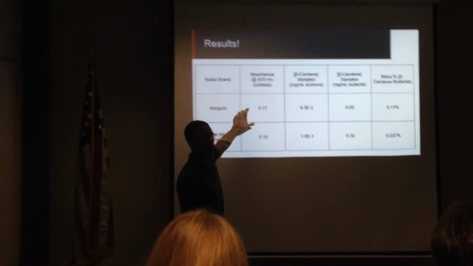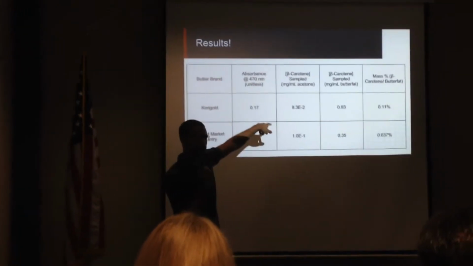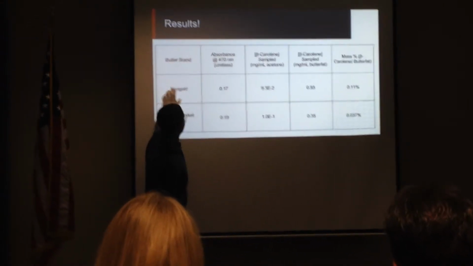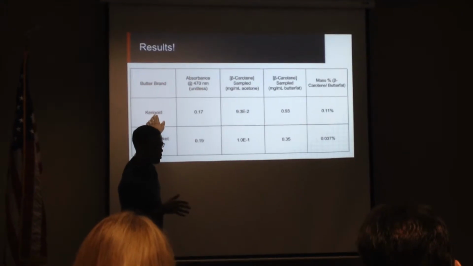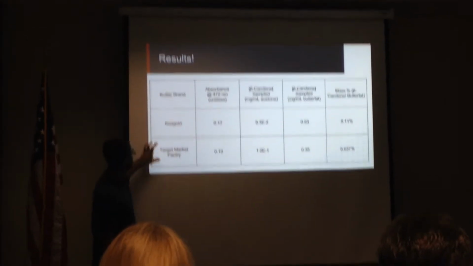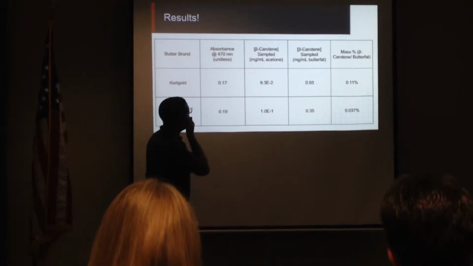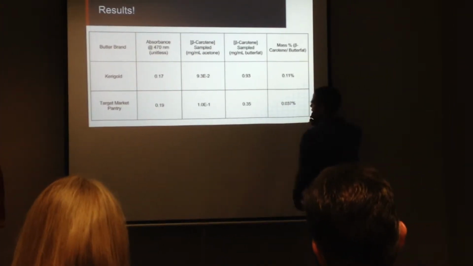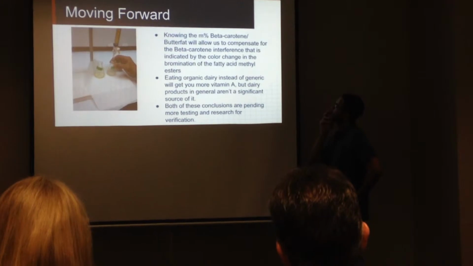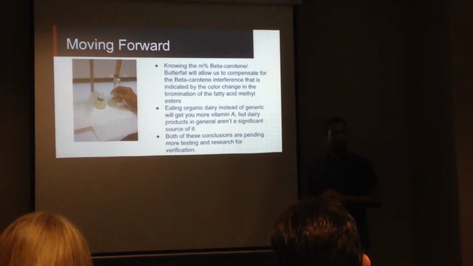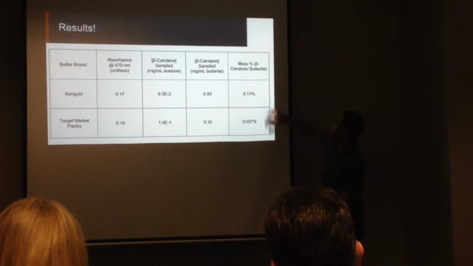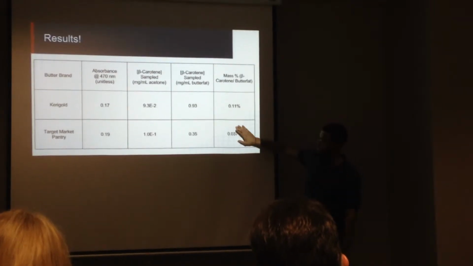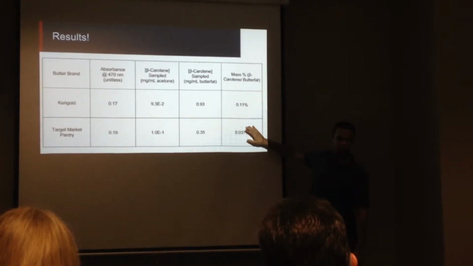These are from the data I took that you saw in the graphs before, the absorbance versus wavelength curves. At the peak absorbance, about 470 nanometers, the Kerrygold organic butter's max absorbance was 0.17, and the generic was 0.19. That speaks for itself a bit. So with that, go back one slide. This is what I want to see. There's roughly 3 times as much beta carotene in the organic butter than there is in the generic butter.